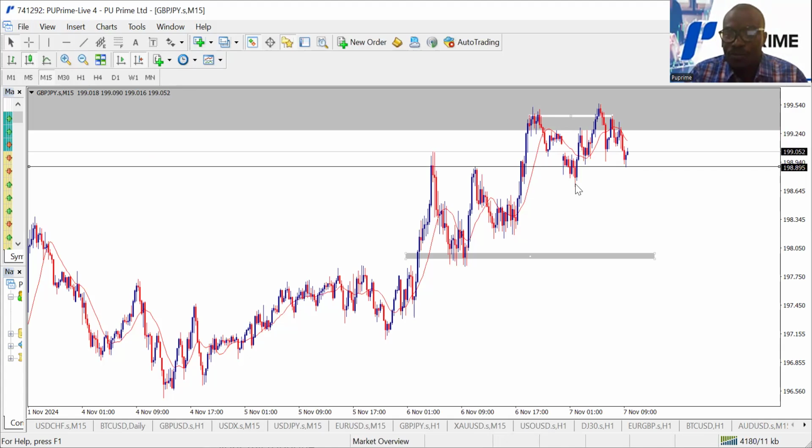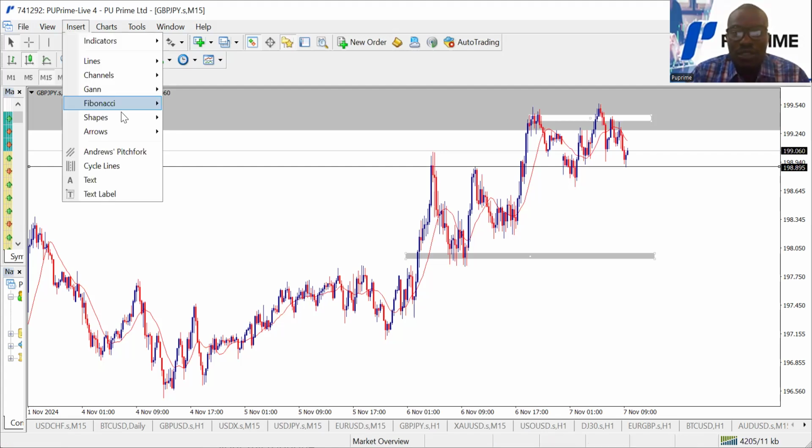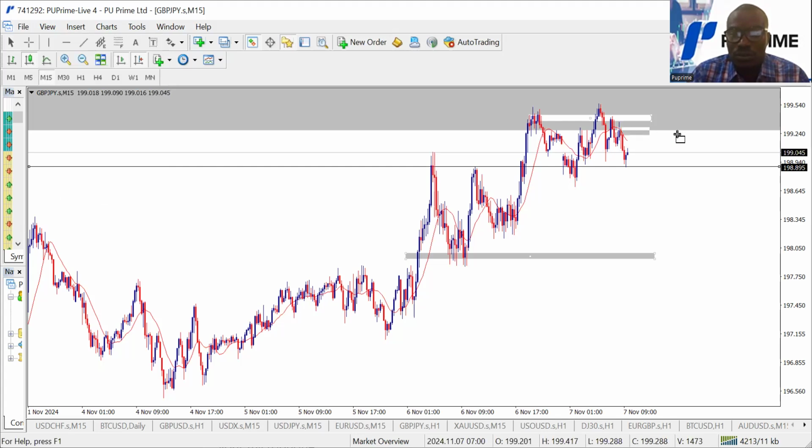So let's see. I would just say we should wait. I would have loved us to take a sell stop below here because once price breaks this low, we target this next one. But let's just hold on to see what will happen. We could also look towards a resistance at this zone, right?